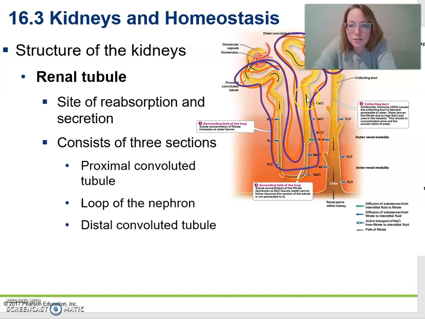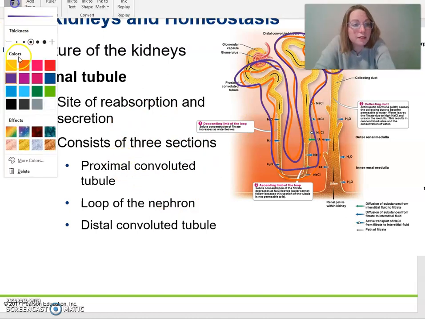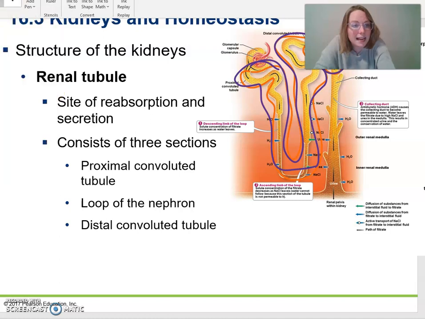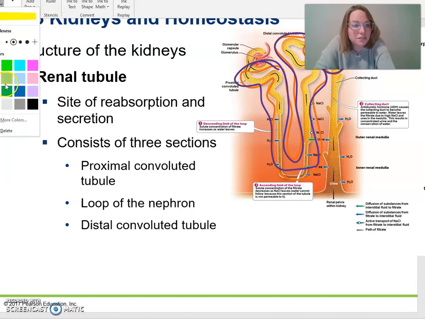Okay, so this whole tube system, as that filtrate moves through, we reabsorb water, solutes, everything we want to keep, and then we secrete wastes. And there are three sections. The proximal convoluted tubule. So let's do that. Let's highlight it in bright green.